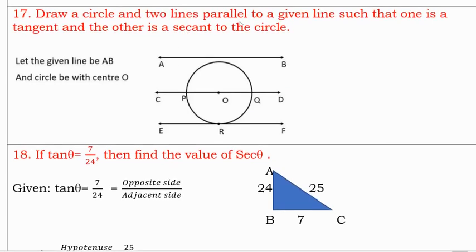Draw a circle and two lines parallel to a given line such that one is a tangent and another is a secant to the circle. So let the given line be AB. For this AB, we have to draw a secant, which is CD. CD is secant, and EF is a tangent. Tangent means touching the circle at one point. Secant means touching the circle at 2 points.